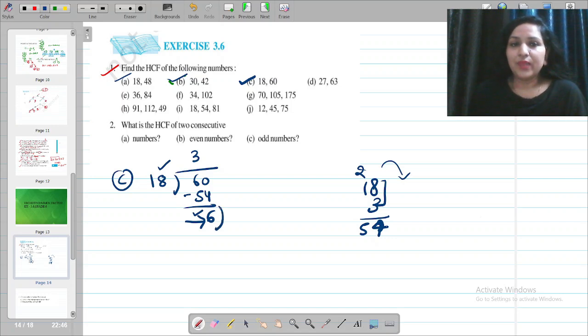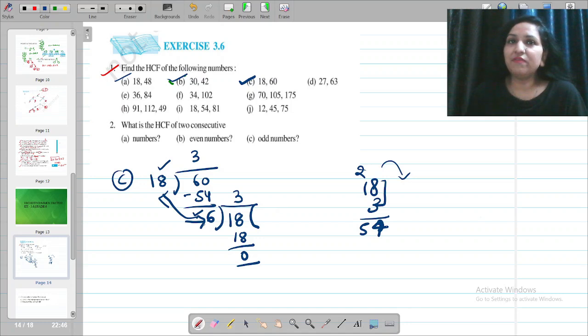What will happen? New divisor will divide the old divisor. That means 18. Now divide 18 by 6. 6 into 3 is 18 and we have got the remainder 0. In the last, which number? The divisor which gives you the remainder 0. This particular number is your highest common factor.